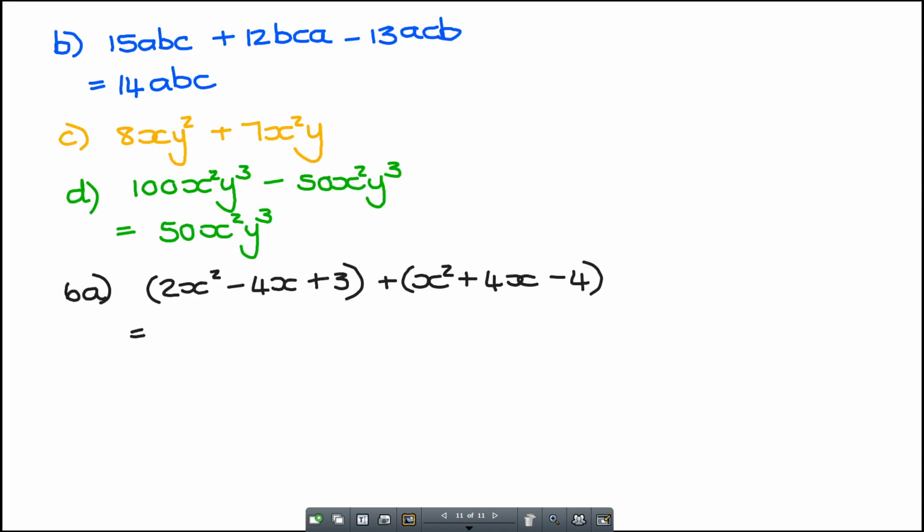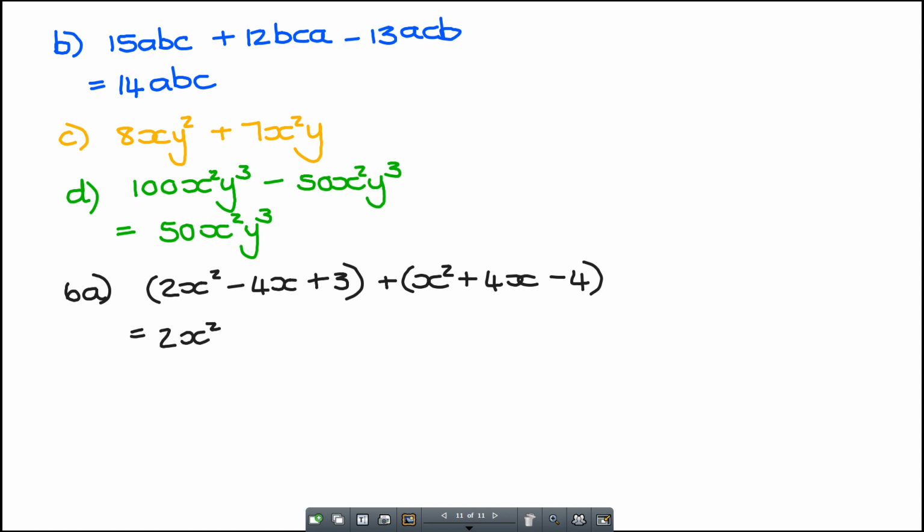Right. Quickly mark B, C, and D. Just have a look at C. These two weren't like terms. So that is why I give you the expression again. That is simplified. I can't go any further than that. Yes, perfect. Okay.